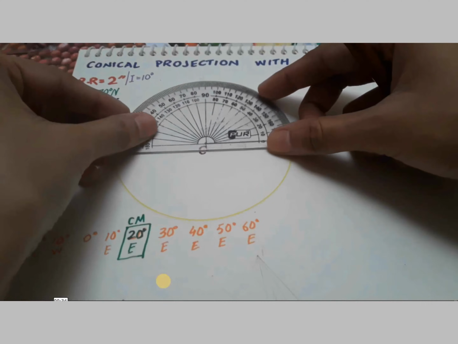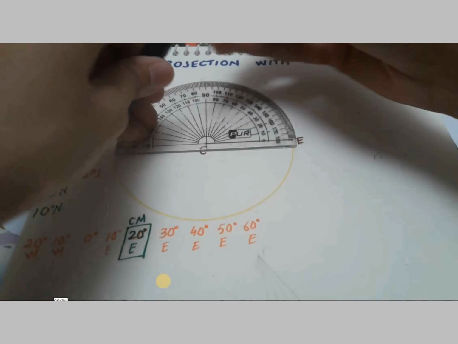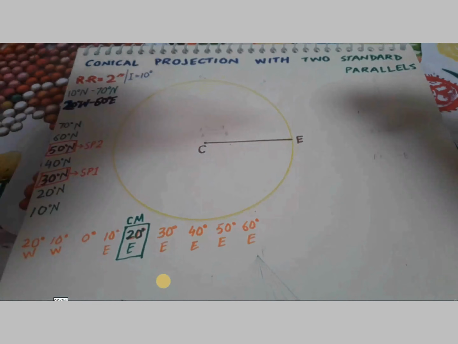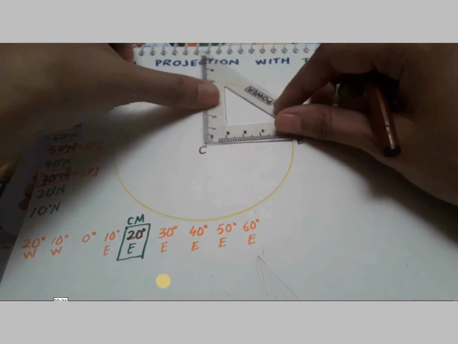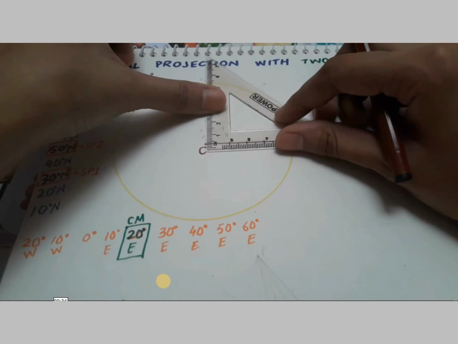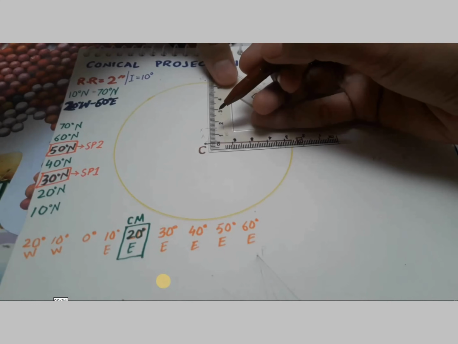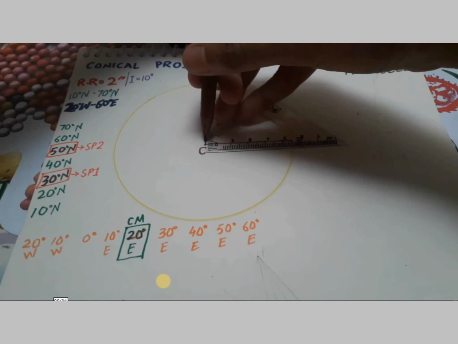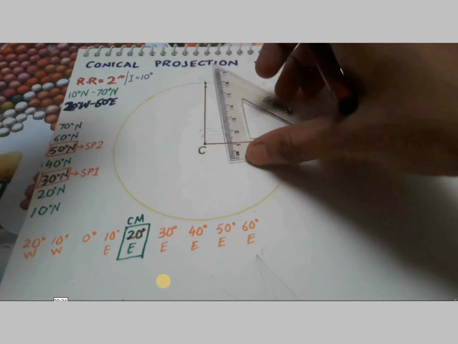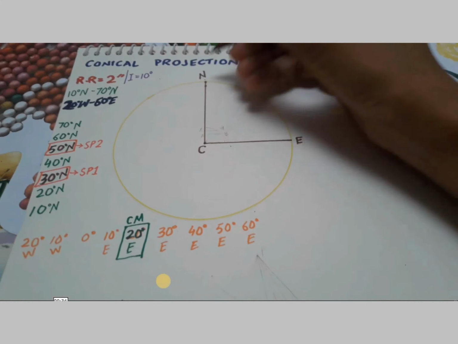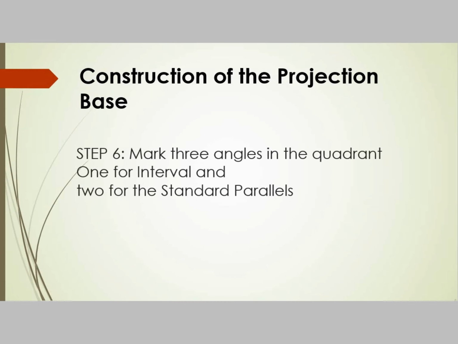Similarly, by making the vertical line at an angle of 90 degrees, we will make another line, the vertical line, and that line will be for the pole. We can use a set square instead of the protractor because we need a 90-degree angle. So this vertical line is for the pole, and the top of this line will be written as N, for North Pole.